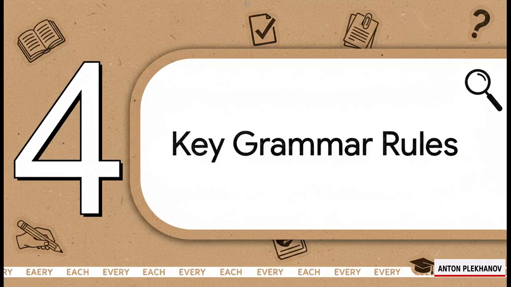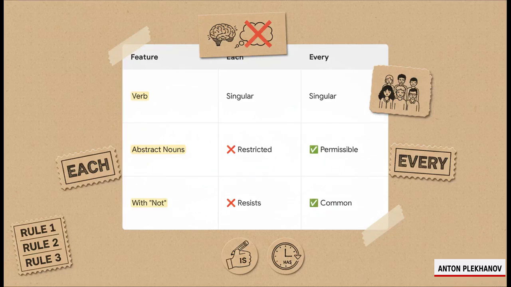Okay, so now that we've got the general feeling behind the words, let's nail down some specific grammar rules. These are the ones you'll want to remember, especially for exams or for more formal writing. This little table sums up the 3 biggest grammar rules you absolutely need to know.